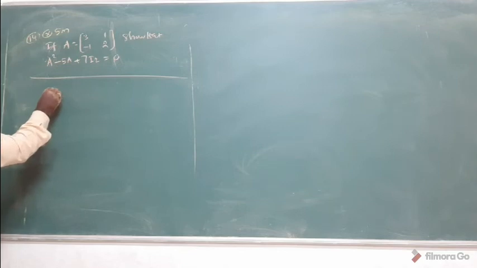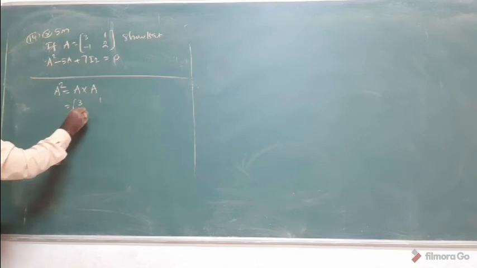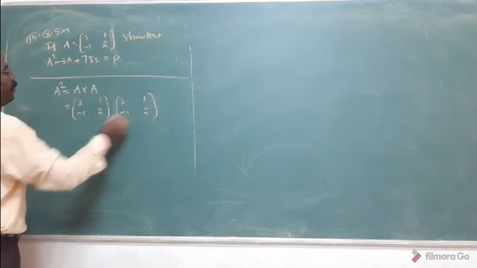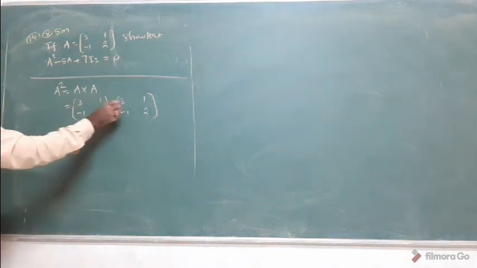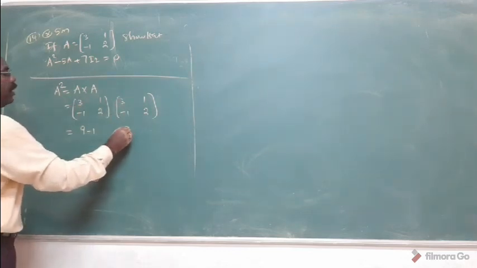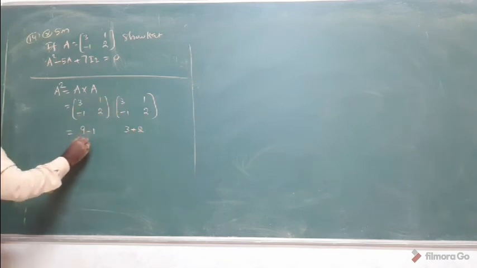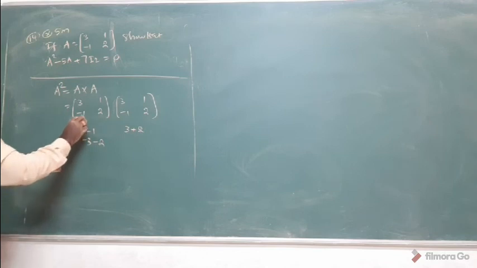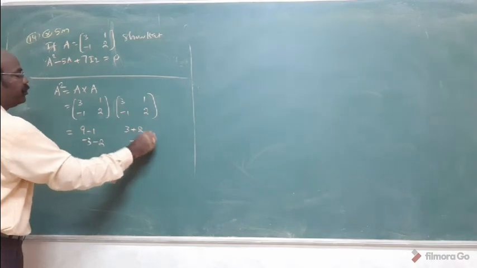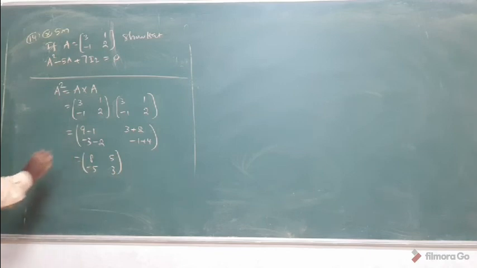Now, A square is not known. That's why I find A square. A square is what? A into A. A is 3, 1, minus 1, 2. Again 3, 1, minus 1, 2. First row, first column: 3 3s are 9, minus 1, that is 8. Next, first row, second column: 3 1s are 3, 1 2s are 2, that is 5. Next, second row, first column: minus 1 into 3, minus 3, 2 into minus 1, minus 2, that is minus 5. Second row, second column: minus 1 into 1, minus 1, 2 into 2, 4, that is 3. This is called A square.